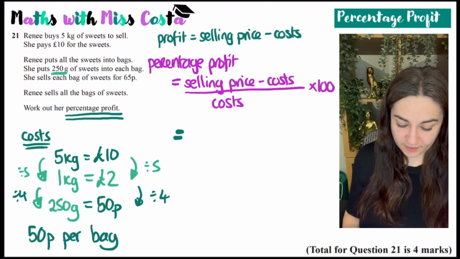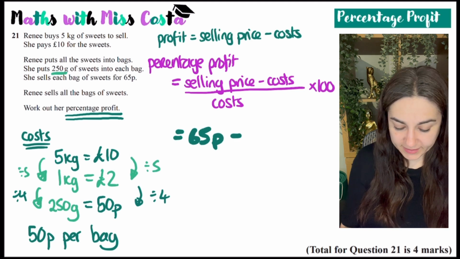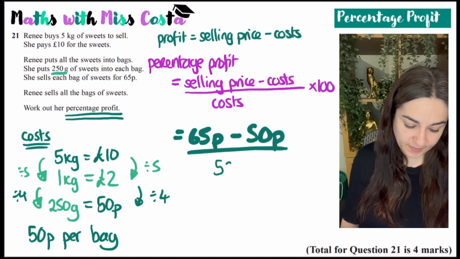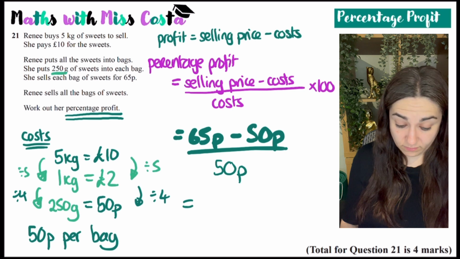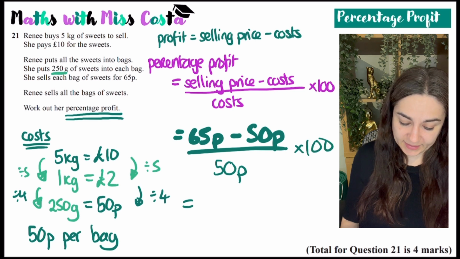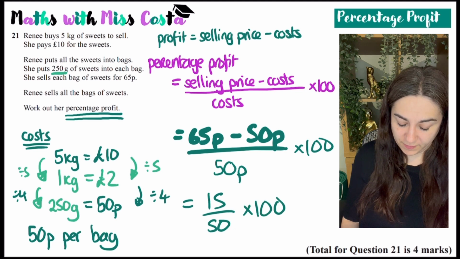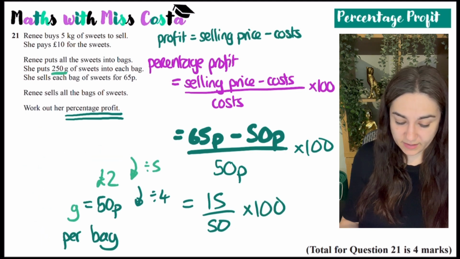So let's do this over here. What is the selling price? It's 65 pence. The costs are 50 pence. And the costs are 50 pence again. So 65 take away 50 is 15. So I'd be left with 15 over 50 times by 100.